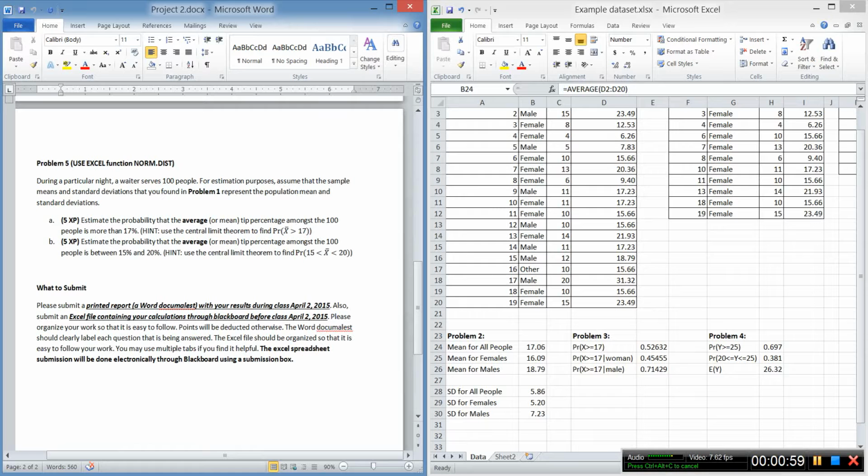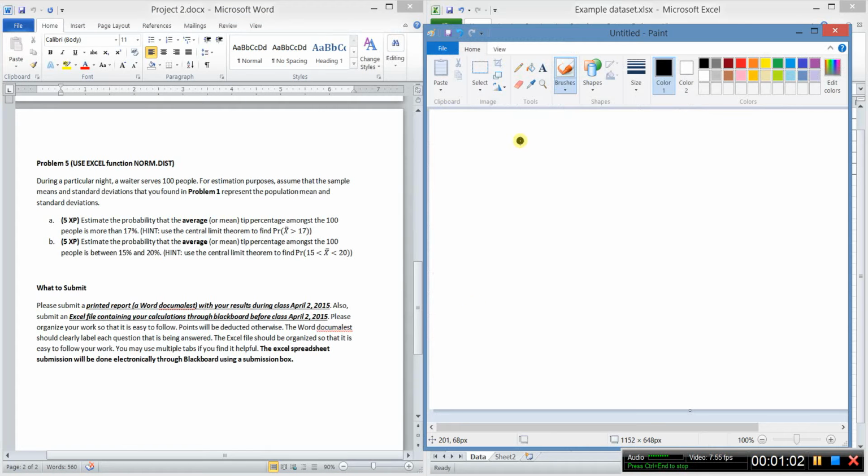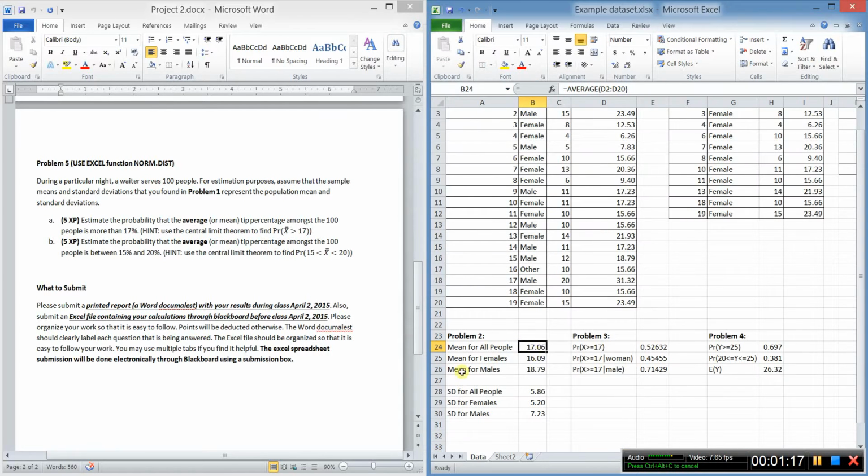Let me write this here. So now we're trying to find the probability that x bar is greater than 17. We already found the probability that x is greater than 17, and that was using a count. That was nice because we actually had a sample, so we could count empirically how many people we observed had tipped more than 17%.